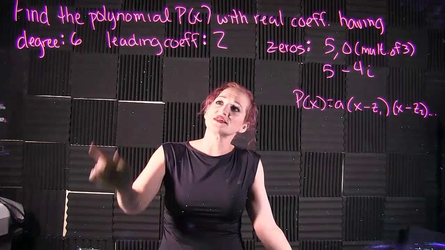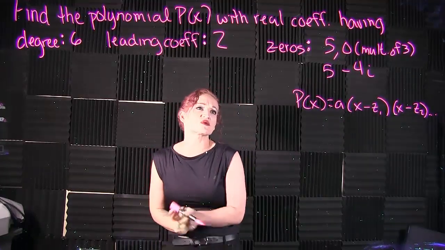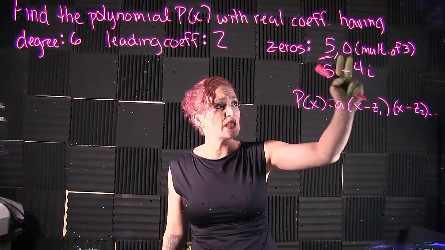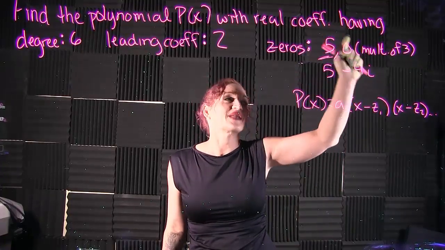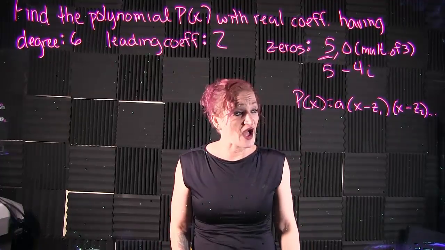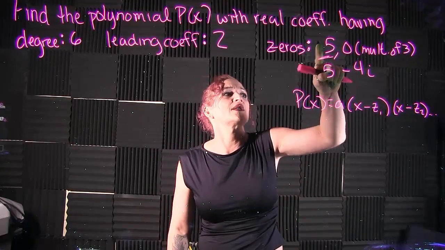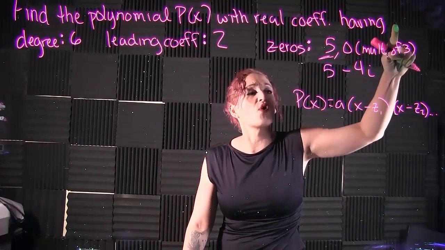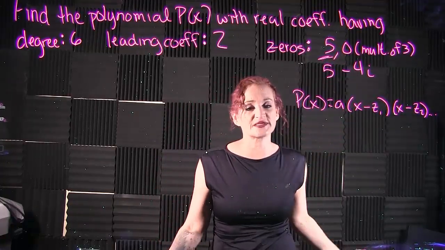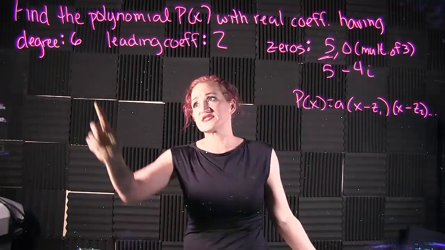It says our leading coefficient is going to be a 2, and they gave us some of our zeros here. We have a 0 of a 5. We have a 0 of a 3. A 0 that has a multiplicity of 3. And we're also told one of our zeros is 5 minus 4i. So, essentially, they gave us 1, 2, 3, 4, 5 out of 6 of our zeros. Remember that 0 with the multiplicity of 3 counts 3 times there. So they gave us 5 out of 6 of our zeros.